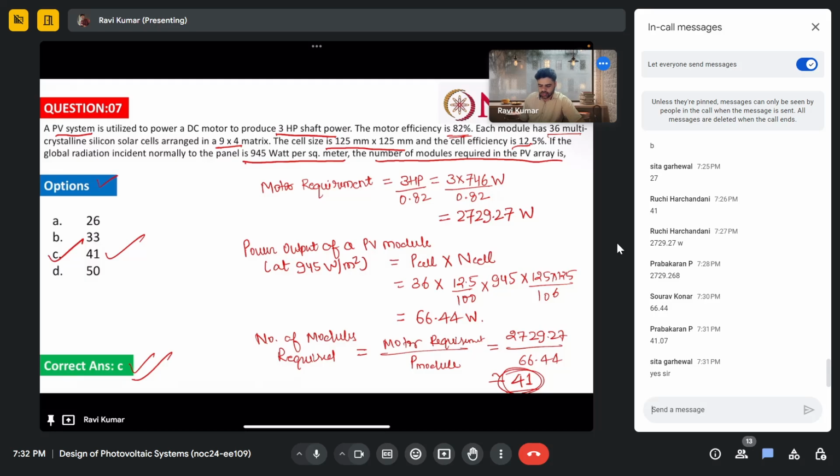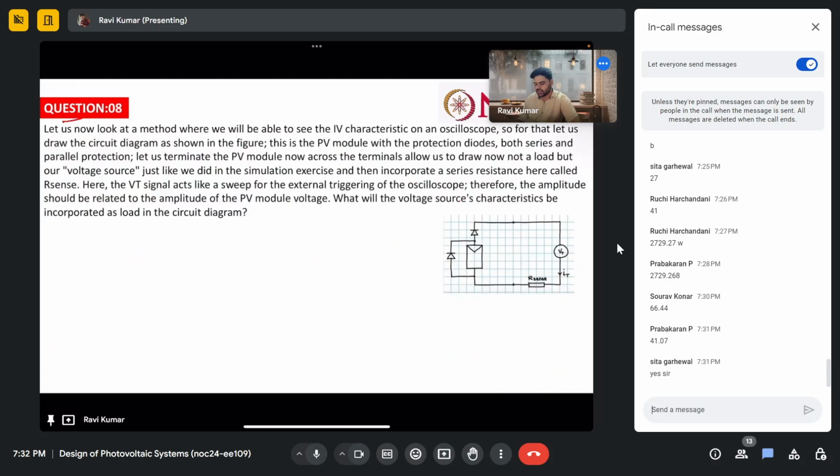Next question. It is very easy. It is from the class only. If you have not gone through the class, then it may be difficult for you. So it says, let us look at a method where we will be able to see the IV characteristics on an oscilloscope. So let us draw a circuit diagram as shown in the figure. The figure is given here.